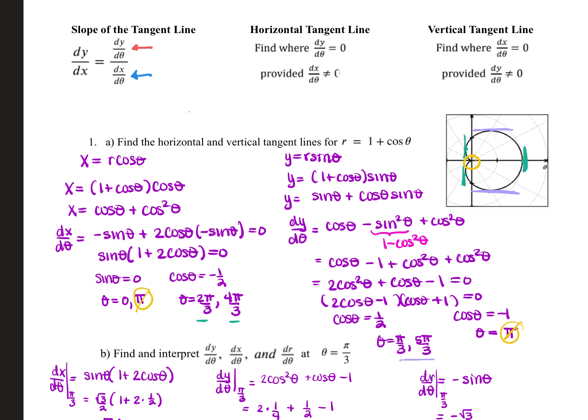We know we have a vertical tangent line at 0. Look at right here at theta equals 0. We have a vertical tangent line. At 2 pi over 3, right here, we have a vertical tangent line. At 4 pi over 3, we have a vertical tangent line. These are horizontal ones, so at pi over 3 would be about right here. It's got a horizontal tangent line, and 5 pi over 3.